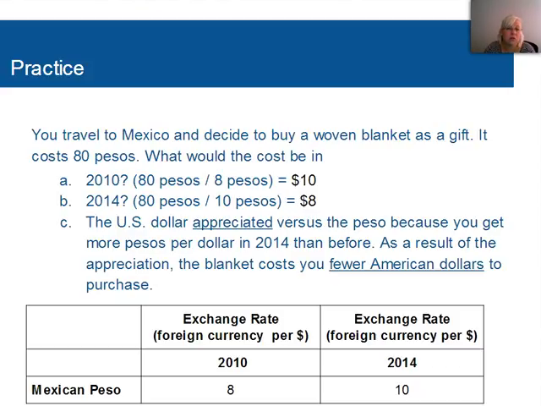So let's say you take two trips to Mexico, one in 2010, another in 2014. Each time you purchase a woven blanket as a gift for a friend, and the blanket is the same price for each visit, 80 pesos. How much did the blanket cost you in US dollars in 2010? Take the price of the blanket, 80 pesos, and divide it by the number of pesos you received for each dollar exchanged, 8 pesos for each dollar.